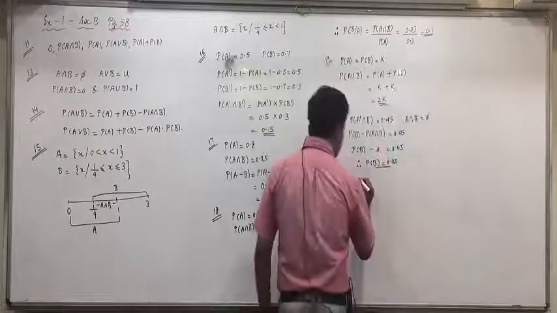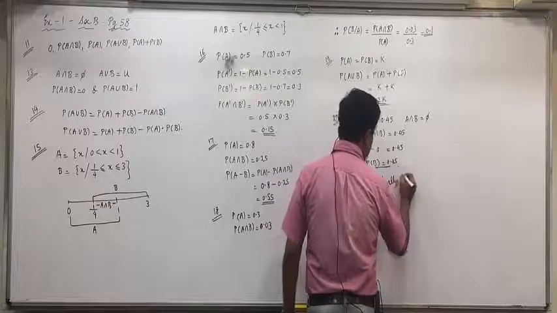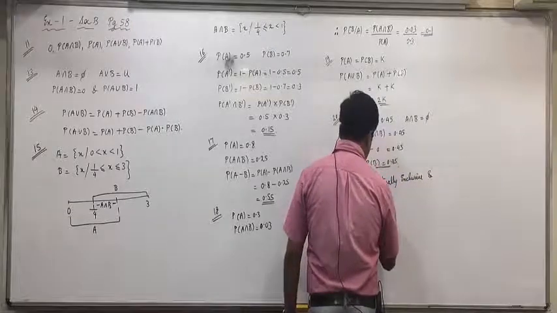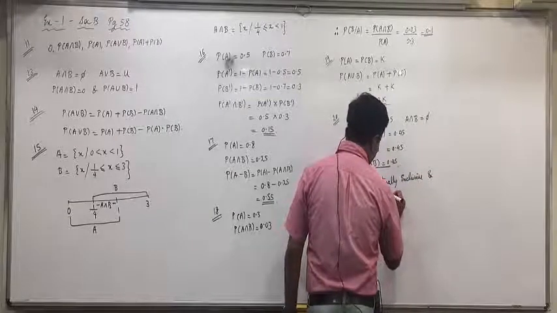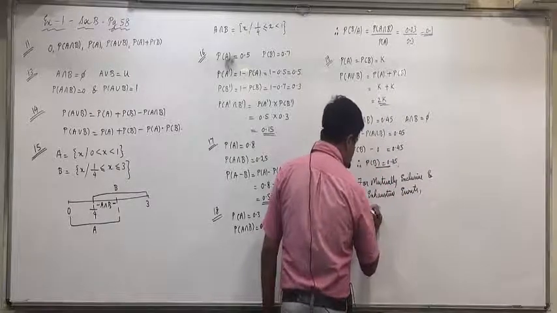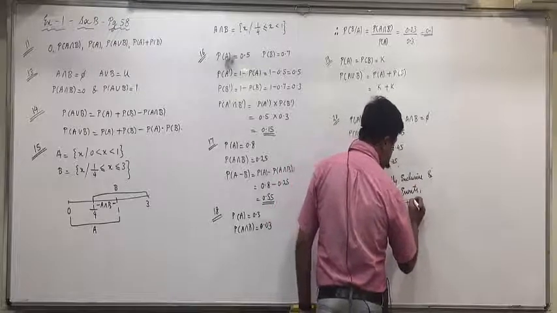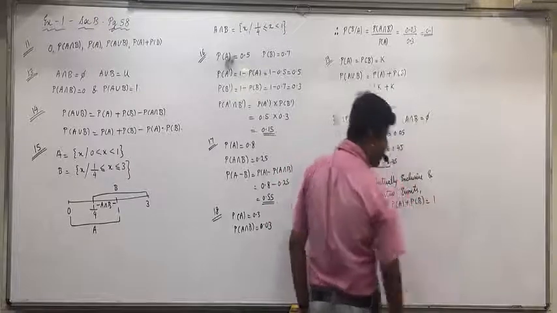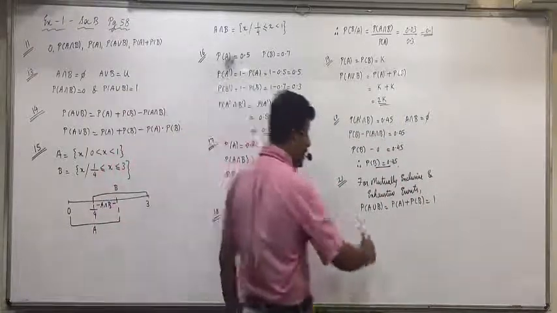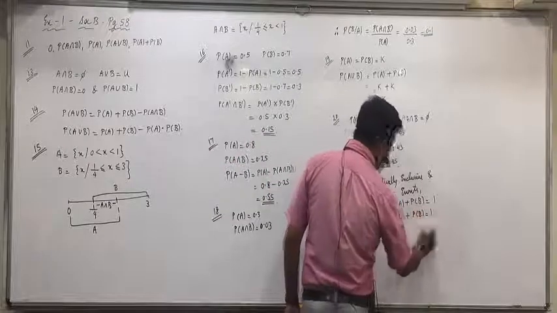So write down, for mutually exclusive and exhaustive events, P(A union B) equals P(A) plus P(B) equals 1. Okay, this we have already seen, the formula. Now what is P(A) given? 1 by 3 plus P(B) equal to 1.